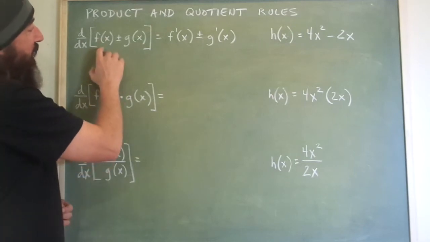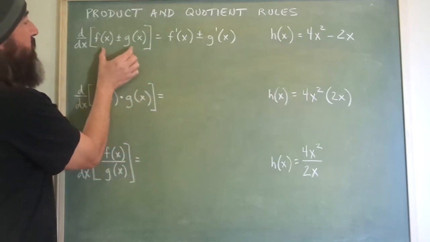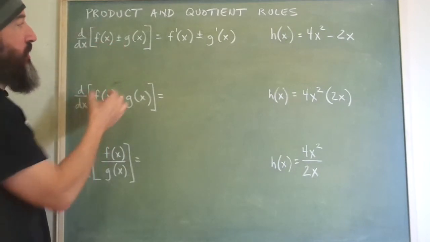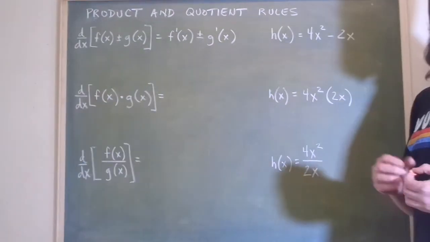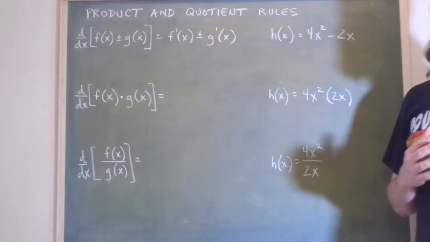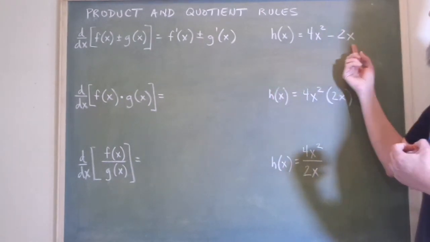I hope this separate f of x and g of x notation is not confusing you. I'm really thinking of this as one big function where f of x is the first piece of the function and g of x is the second piece of the function. Let's take a look at this function h of x and review how easy it is to get the derivative of something plus something, or in this case, something minus something.